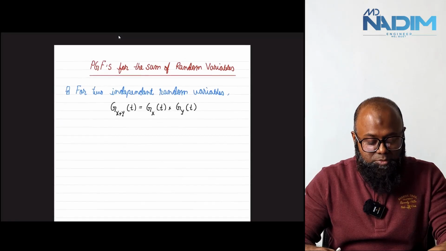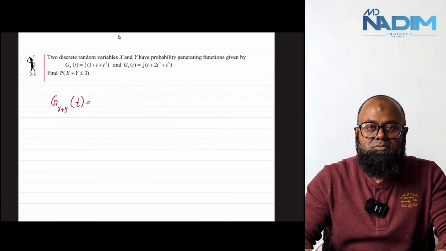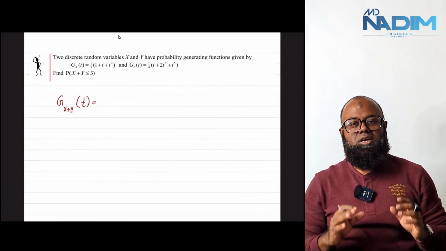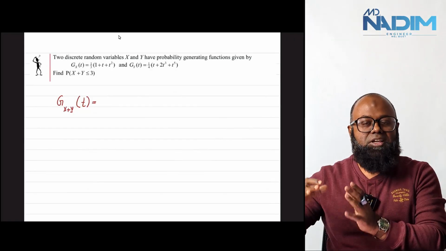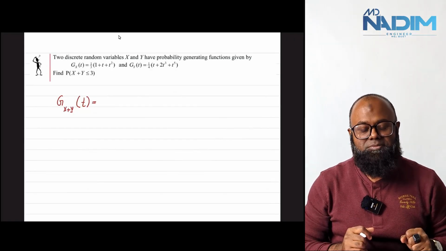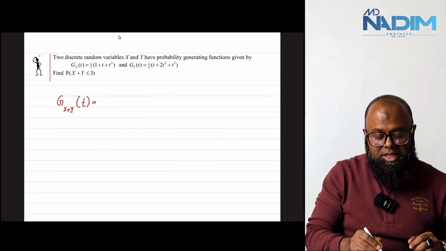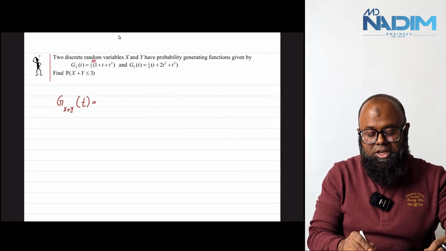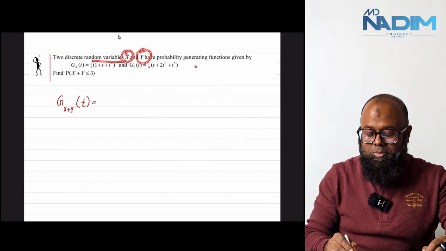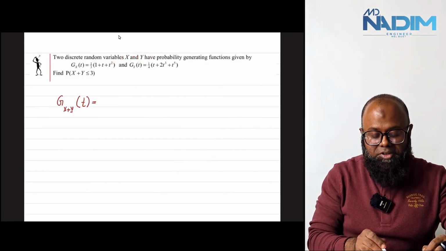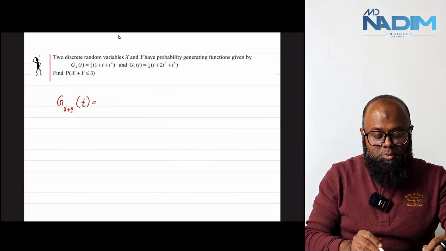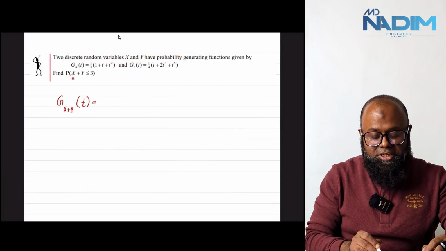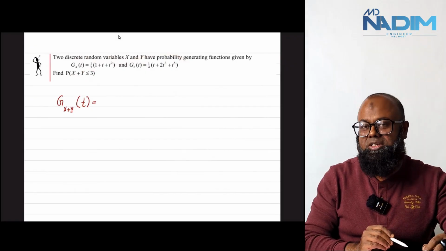Now, let us start with this sum. A very simple sum, guys. If we understand the basics here, we will be able to do any difficult sum from the question paper. Now, it is given that the two discrete random variables X and Y have probability generating functions G of X is this and G of Y is this. Now, we have to find the probability of X plus Y less than or equal to 3.